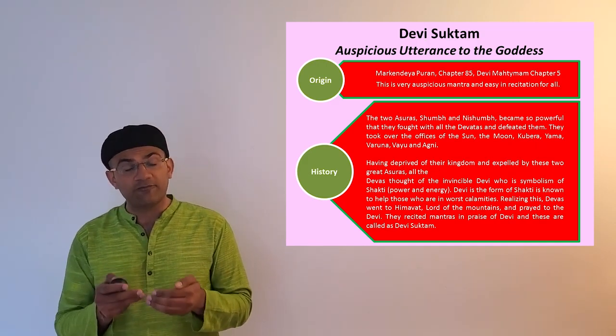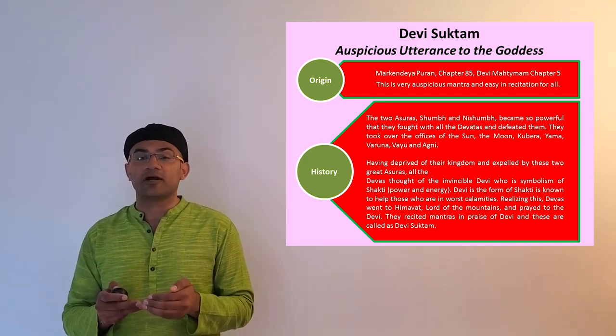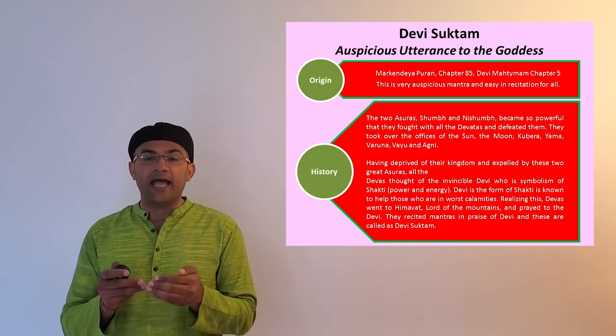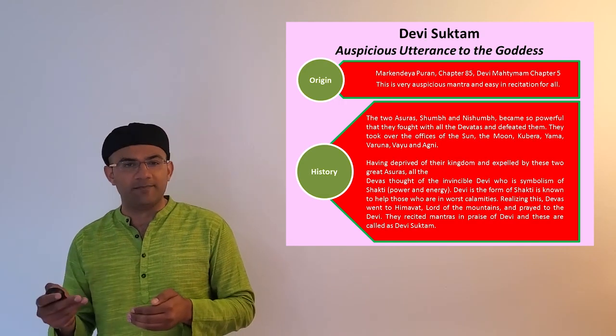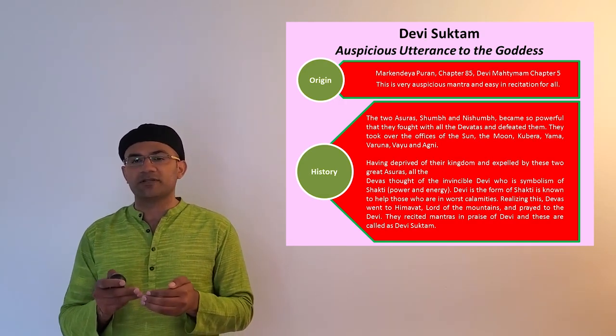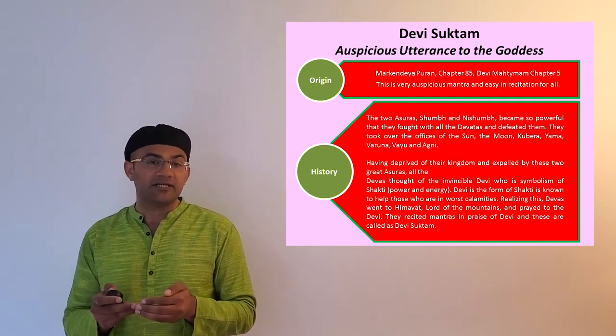So where did they come from? Their origin is Markandeya Purana, chapter 85, and Devi Mahatmya, which is 13 chapters. So it's chapter 5 of that. So this is a very auspicious mantra and easy for recitation.